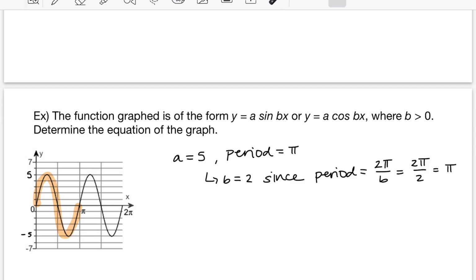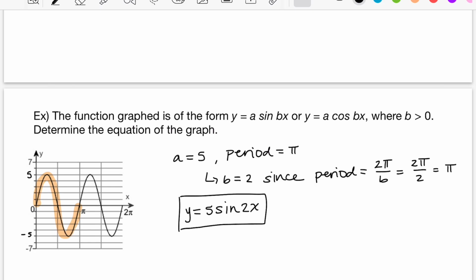We also know that this is going to be a sine function. It's of that form here where it's an odd function passing through the origin. So this tells us, with that information, our equation will be 5 sine of 2x. Alright, so that'll be it for this video.